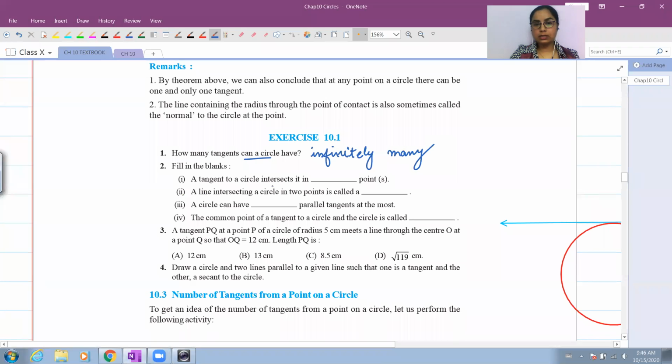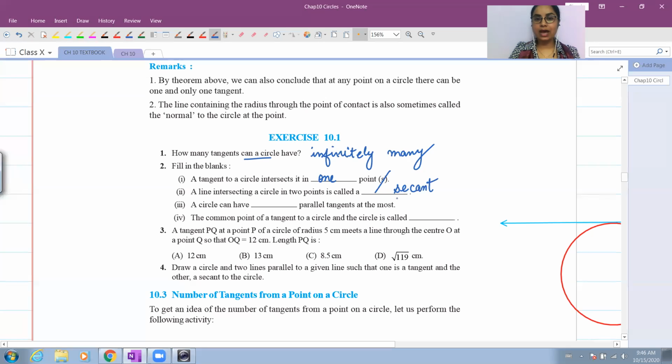Now fill in the blanks. A tangent to a circle intersects it in dash point or points. 1, 2, 3, 4. 1. That's correct. A tangent to a circle intersects it in one point, and we actually don't say that this tangent intersects the circle. We say that the tangent meets the circle or touches the circle. A line intersecting a circle in 2 points is a secant.